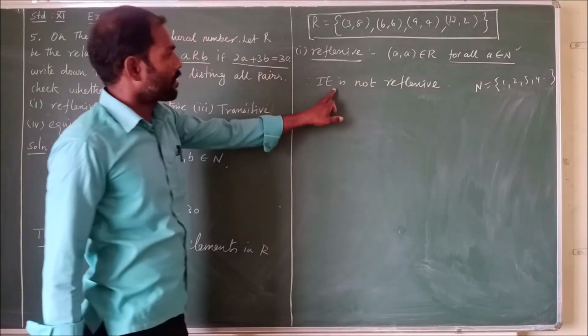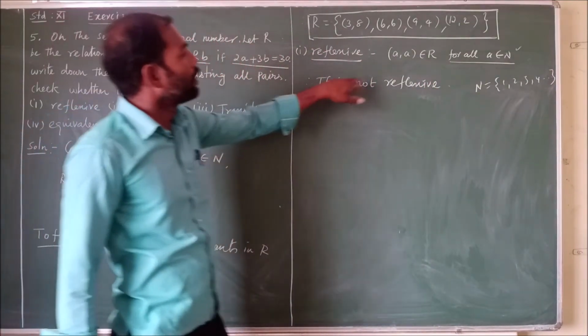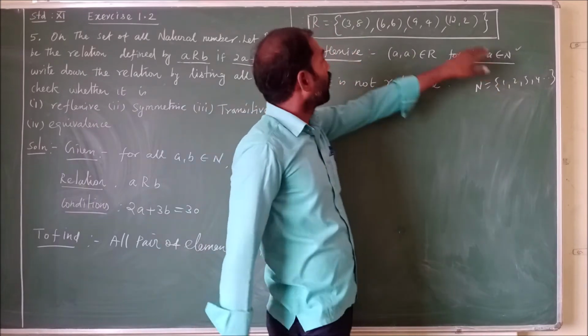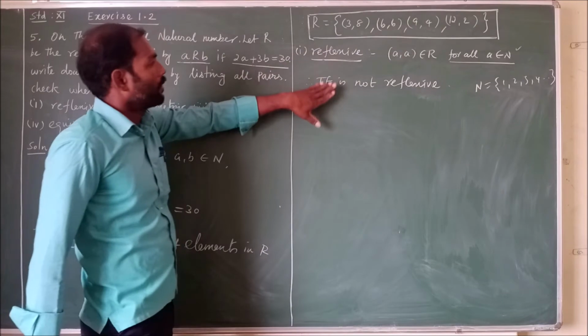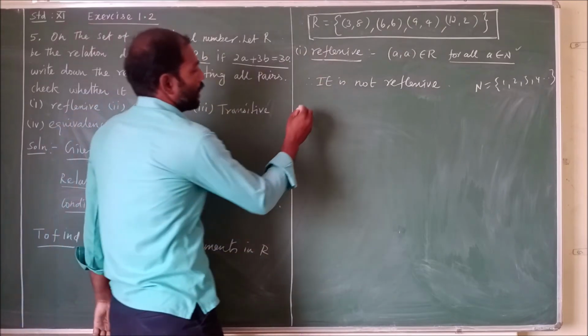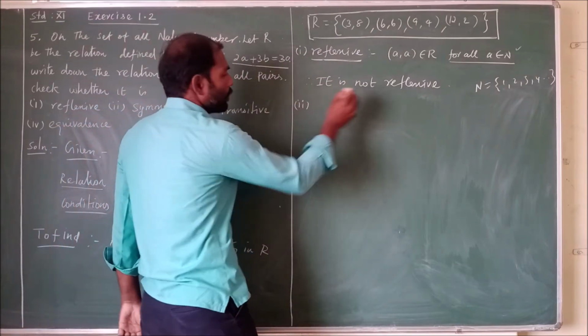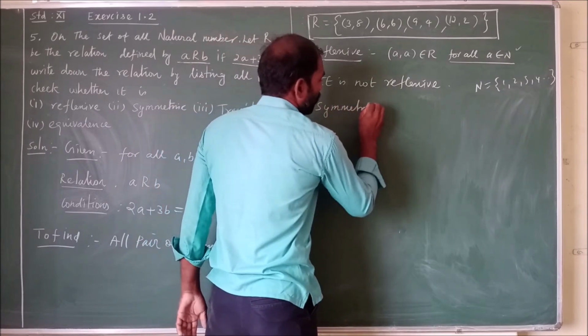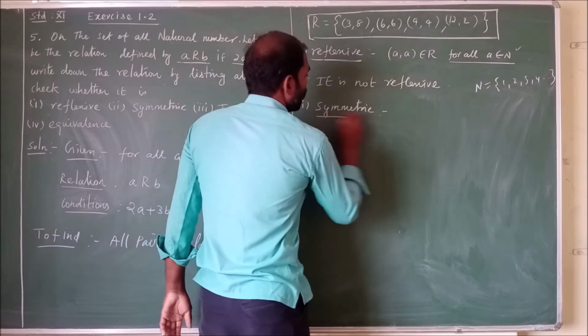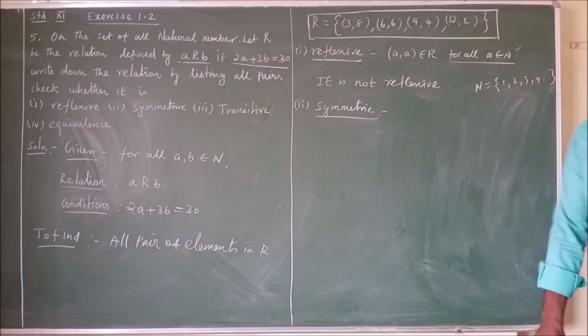First condition: it is not reflexive, because not all elements satisfy this relation. It's clear that the first one is not reflexive. Second one is symmetry.